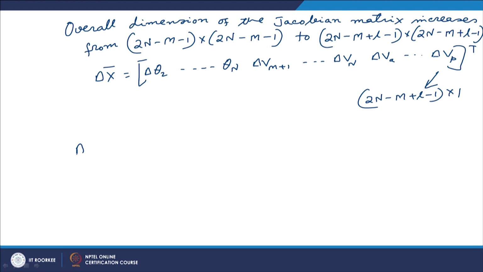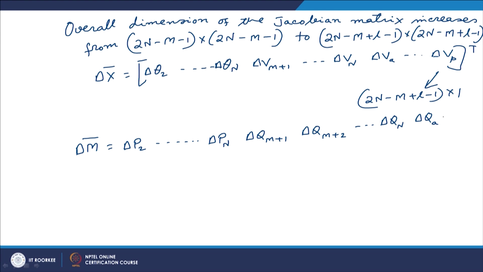What about the delta m vector? That is the mismatch vector. It becomes delta p 2 up to delta p n, then delta q m plus 1, delta q m plus 2 up to delta q n, delta q a up to delta q p, transpose. This is also 2n minus m plus L minus 1 cross 1.